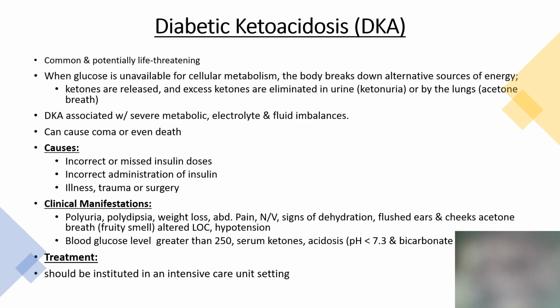It is seen with polyuria, polydipsia, of course those ketones, fruity smelling breath, and ketones in the urine. We may see pain, nausea, vomiting, flushed ears and cheeks. Blood glucose levels will be greater than 250, and ketones will be present that will cause the urine to be acidotic, and the blood to be acidotic. Treatment should be instituted in the intensive care unit. These kids need immediate treatment to prevent long-term complications.